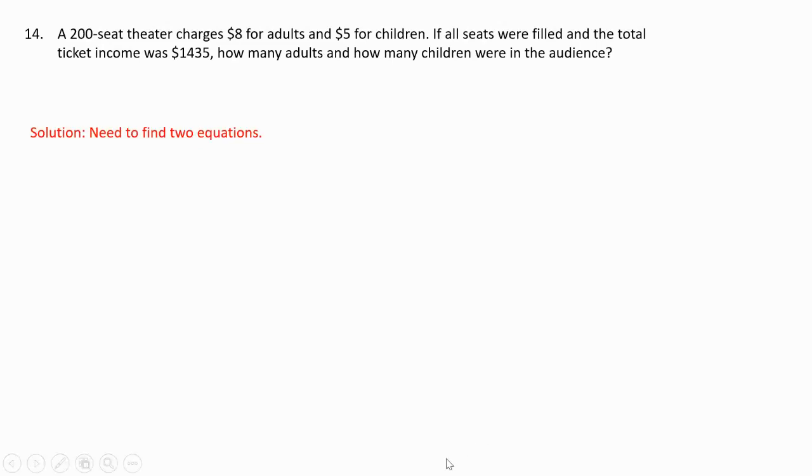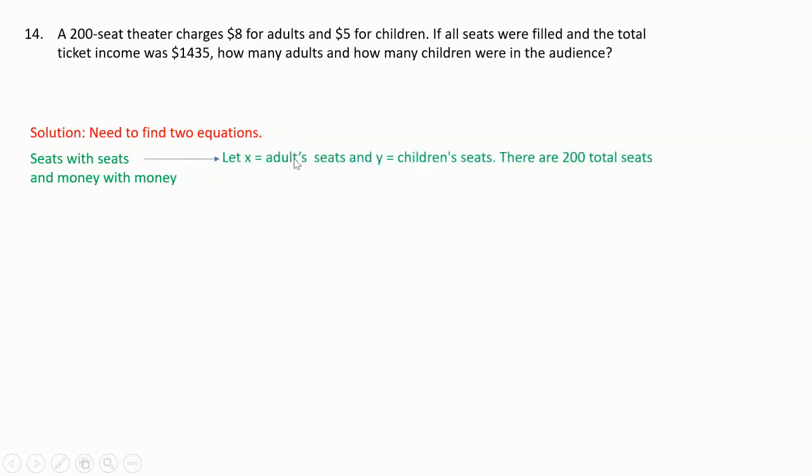I need to find two equations. So I'm going to keep seats with seats and money with money. What does that mean? It means that I'm going to let x equal adult seats and y equal children seats. And there were a total of 200 seats. So my first equation will be x plus y equals 200. Now comes money with money. If I let x equal adults, and the adult tickets are $8, it's going to be 8x.